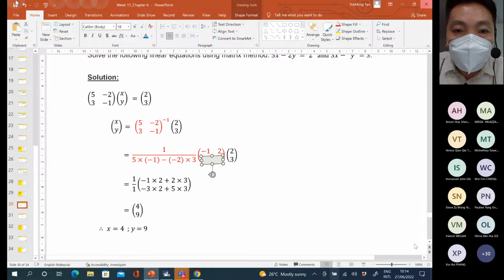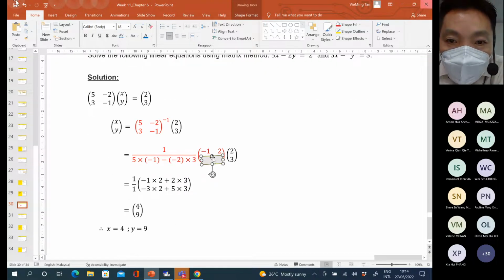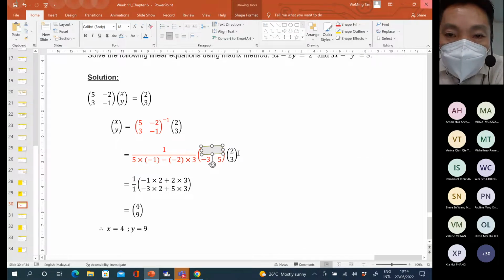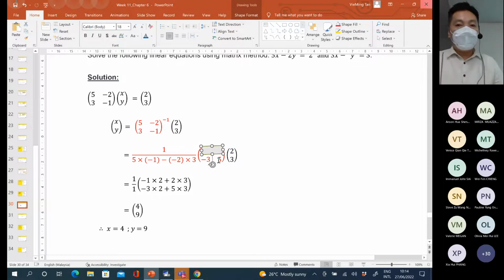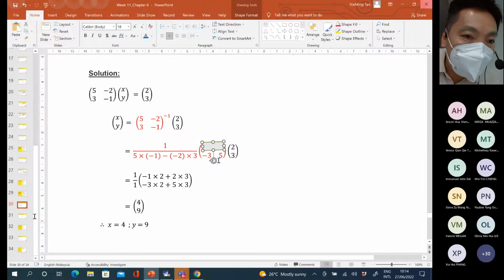How about 9? 9 uses the second row multiplied with the first column of matrix B. So -3 multiplied by 2 plus 5 multiplied by 3. So I'll get positive 9. So we can conclude now that x is equal to 4 and y is equal to positive 9. This question is asking us to use the inverse matrix in order to solve the simultaneous equation by using the matrix method.